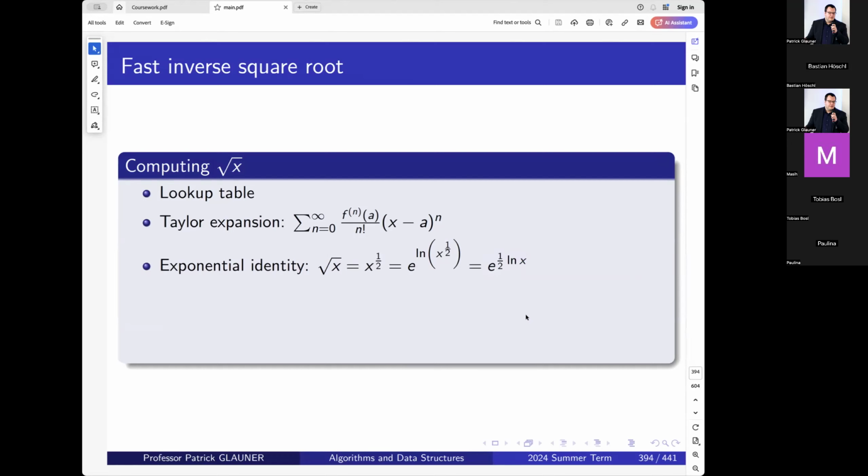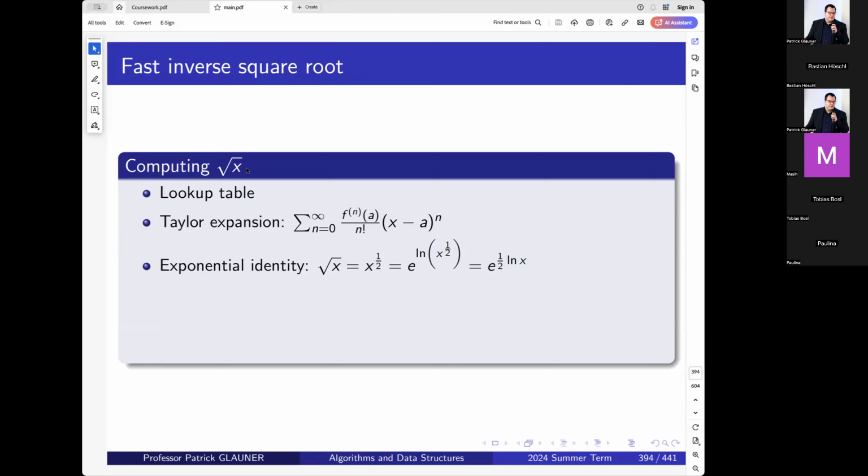But this does not really lead to an improved running time because somehow I need e, that's okay, and e to the power of something. And so I need a power function and I still need a logarithm function. And here I have the next problem. How do I calculate the logarithm? I can have a lookup table. I can do a Taylor expansion or something else. So I'm just turning one problem into a new one. Probably the exponential identity is nice to have, but it will not lead to an improved running time.